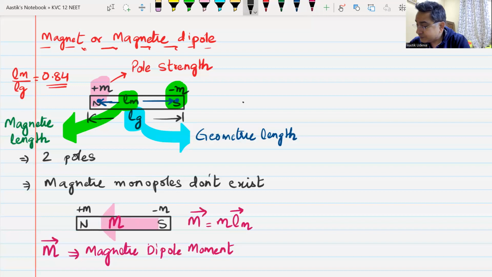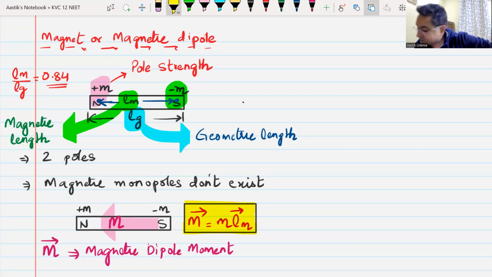So remember, whenever we talk about any magnet, we will always talk about this magnetic dipole moment. Every magnet is characterized by a magnetic dipole moment. We'll not talk about the pole strength, we'll not talk about the length, we'll always talk about the magnetic dipole moment, which is a vector quantity. It goes from the south towards the north pole. So far, so good?